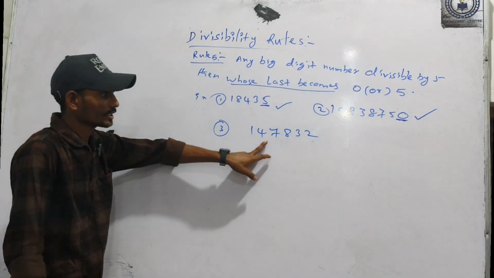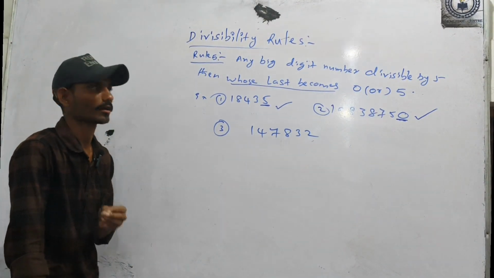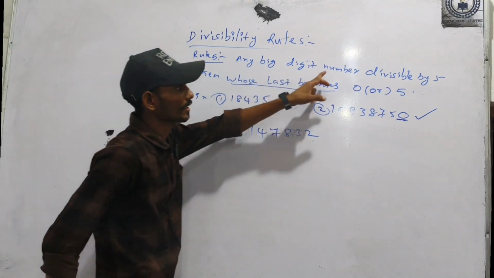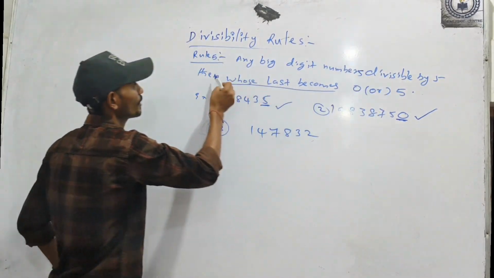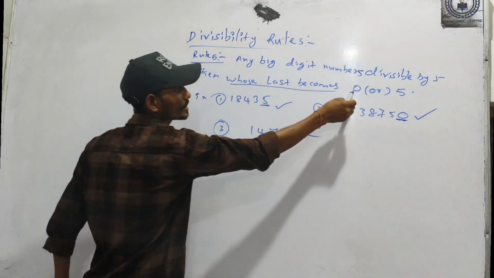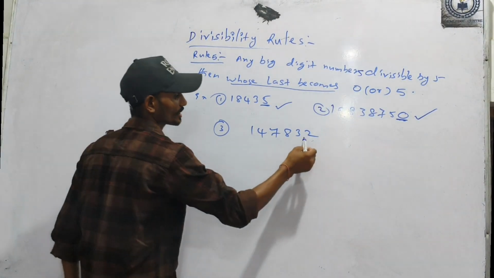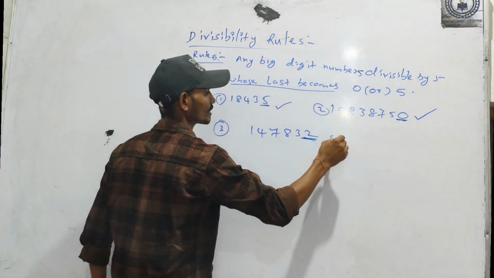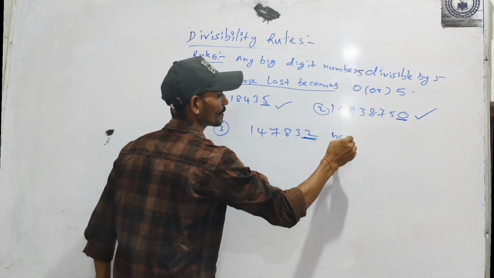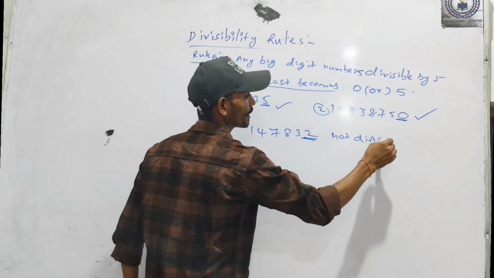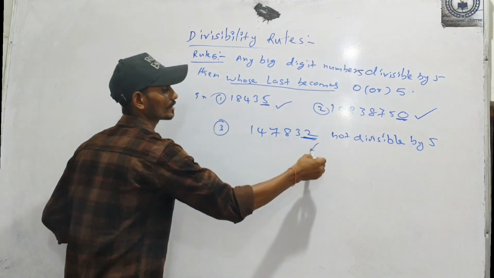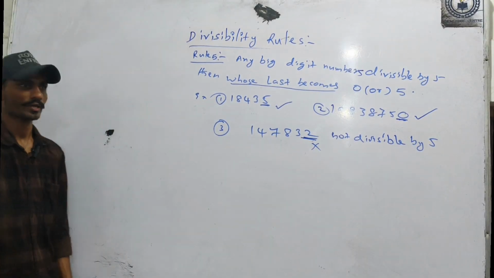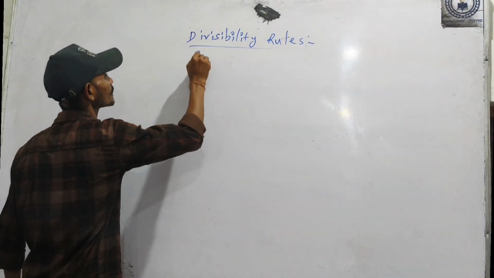Let's check whether this number is completely divisible by 5 or not. Through the rule, for any big number to be divisible by 5, its last digit must be 0 or 5. Here the last digit is 2, so this number is not divisible by 5. Next, observe rule 6.